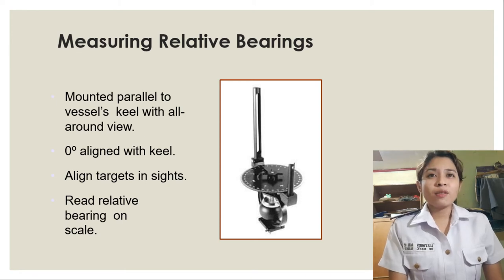In measuring relative bearing, the instrument is mounted parallel to the vessel's keel with an all-around view. Set 0 degrees, align with the keel, align targets inside, and read relative bearings on the scale.